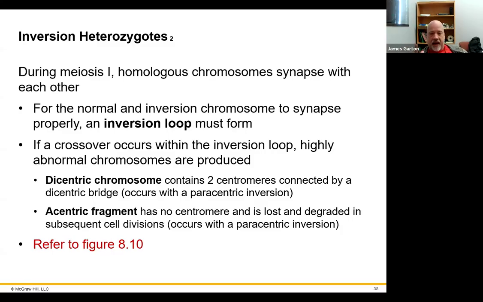in what they call a dicentric chromosome. The chromosome has two centromeres, and that's not good. Or it might result in an acentric, you can't use the word chromosome, it might result in an acentric fragment, a piece of DNA with no centromere. And your cells detect that piece of DNA as DNA damage, and they destroy it.